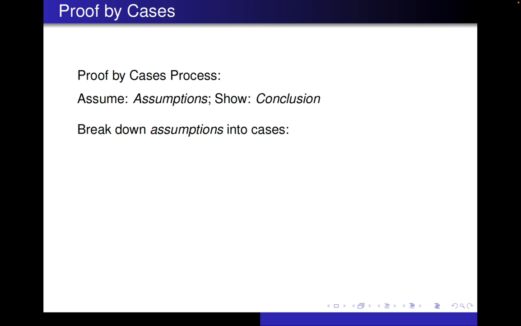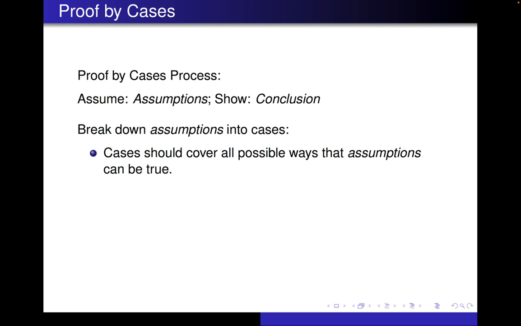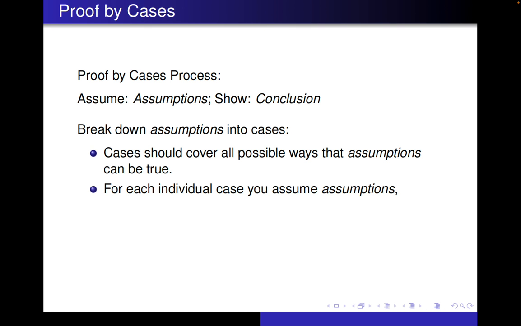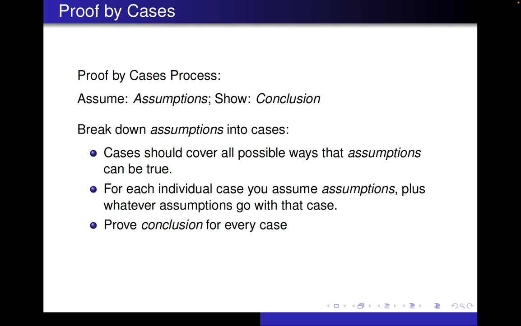Alright, so here's how the proof by cases process works, just to give you a reminder from section 3.4. Our theorem is going to assume some assumptions, and we're going to show some kind of conclusion. What we're going to do is break down our assumptions into cases. The cases combined should cover all the possible ways that the assumptions can be true. For each individual case, you not only assume the assumptions from your theorem, but you also assume whatever assumptions go with that case. Then you prove the conclusion for every single case. And remember, that means you have a separate proof for each case.